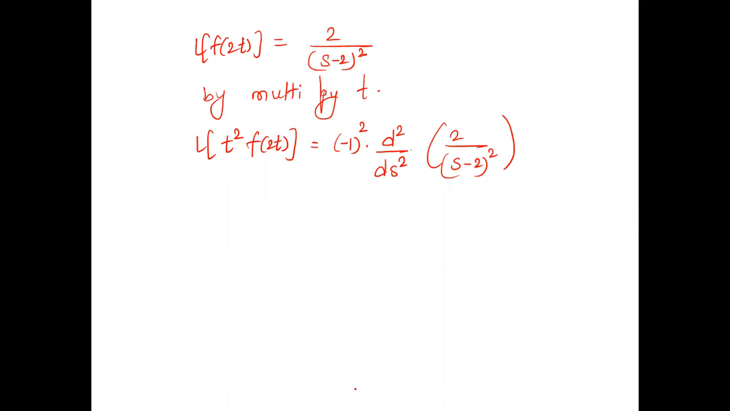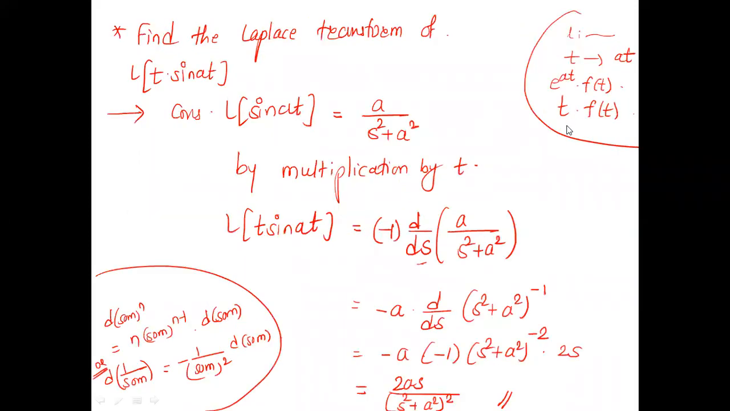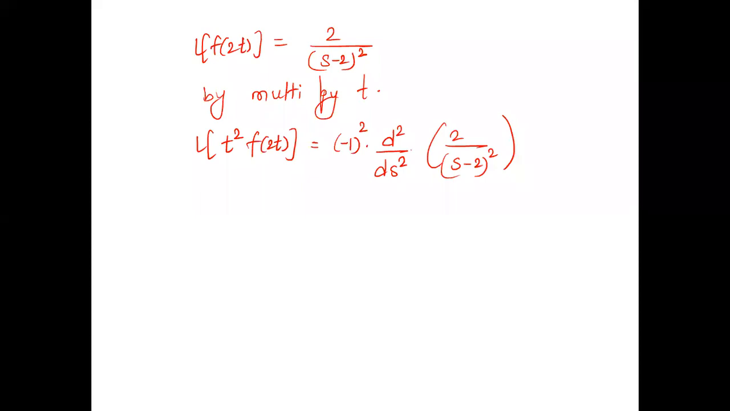Everyone is clear? Is there any doubt which formula I have used? This multiplication by t raised to n. Minus 1 raised to n, and the derivative of f of s. Right? So minus 1 square, that is plus 1. This is double derivative of this term. Double derivative means first we take one derivative, one we let outside. Can I write like this? Double derivative d by ds into d by ds of this term.